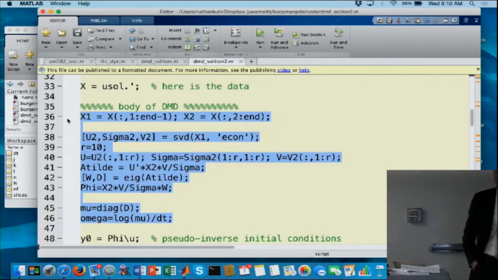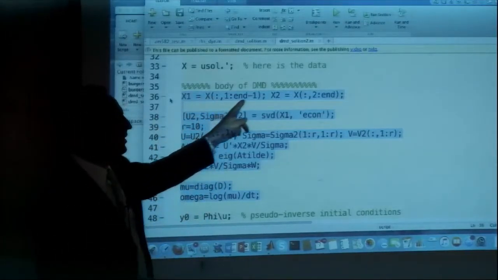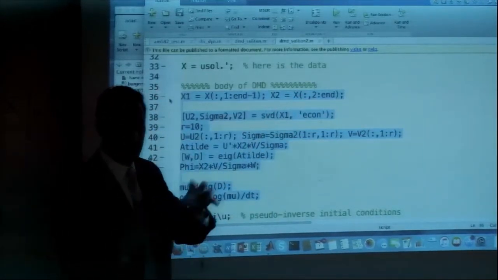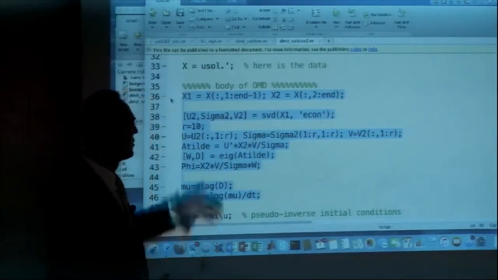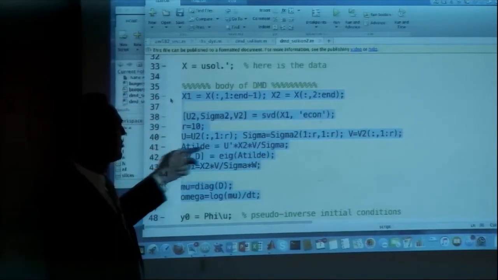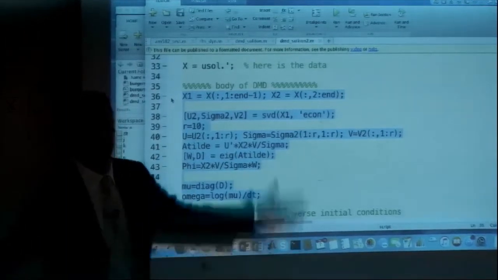You can pretend you do. Okay, point is, you take the data. Remember, take x1, which is column 1 to n minus 1, and column 2 is 2 to the end, and you're trying to look for a matrix A that connects you this way, right? So the first thing you do is an SVD, do your similarity transform, find A tilde, eigen decompose it, go back out to your modes.